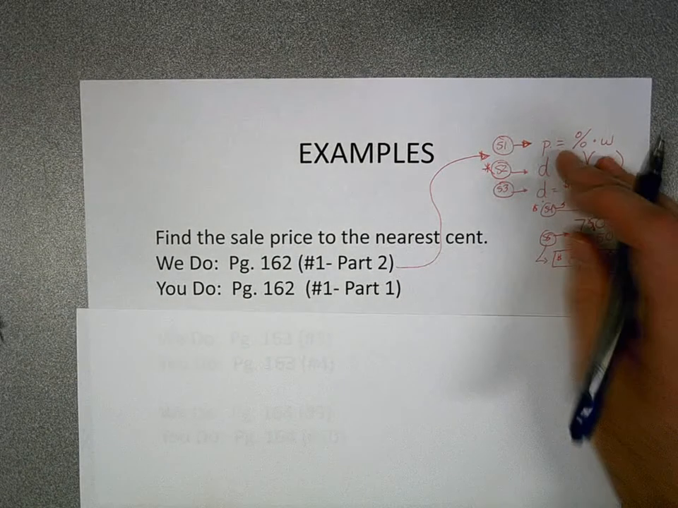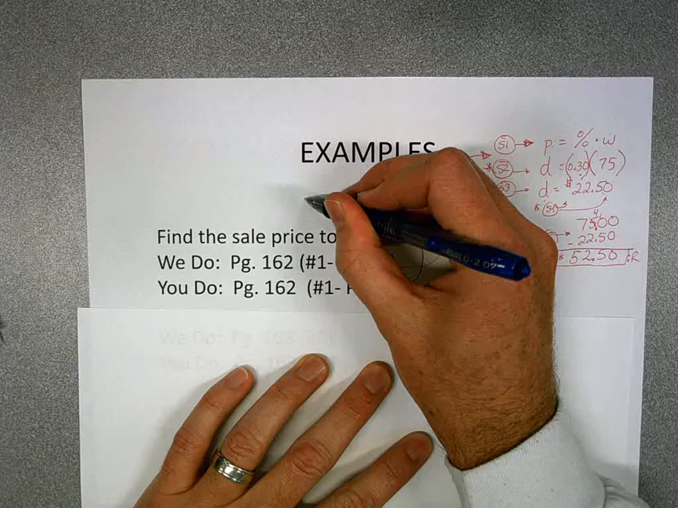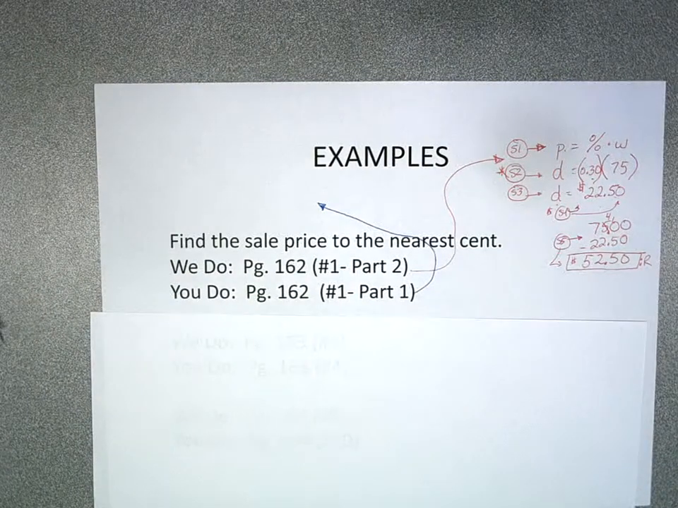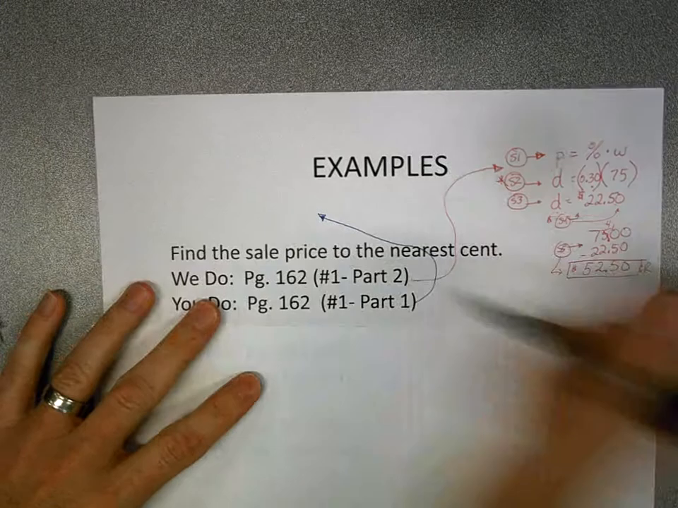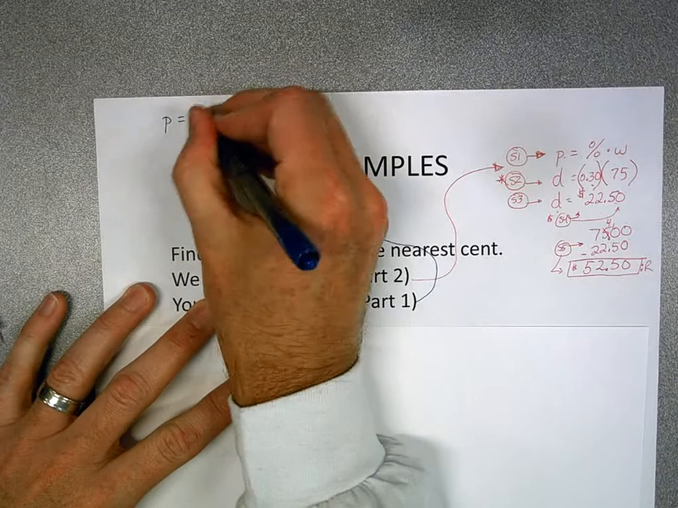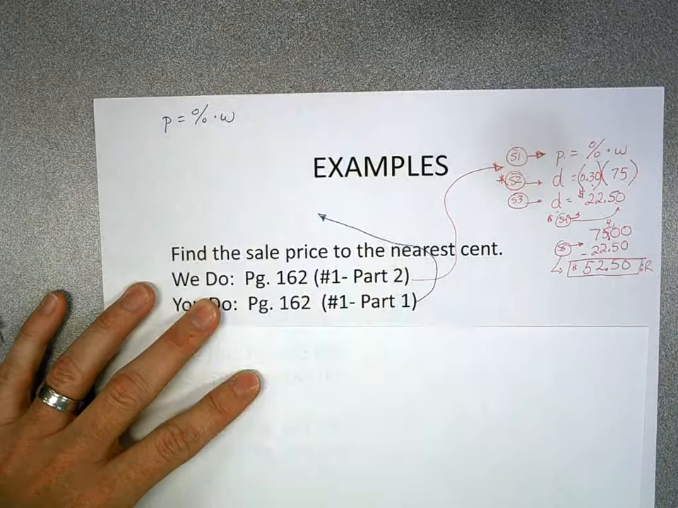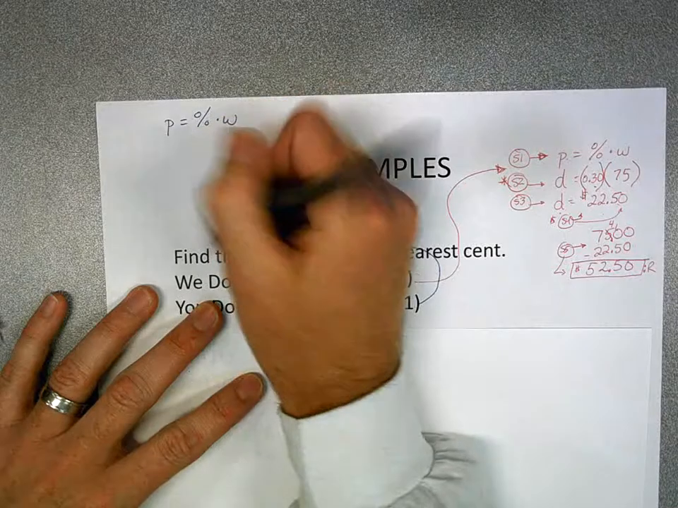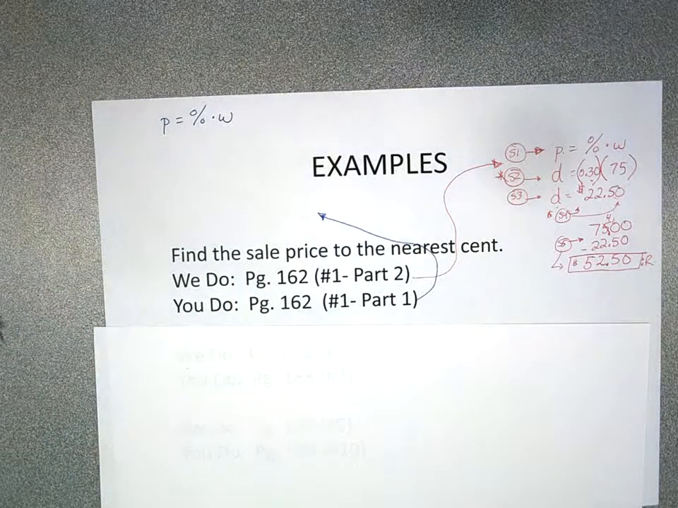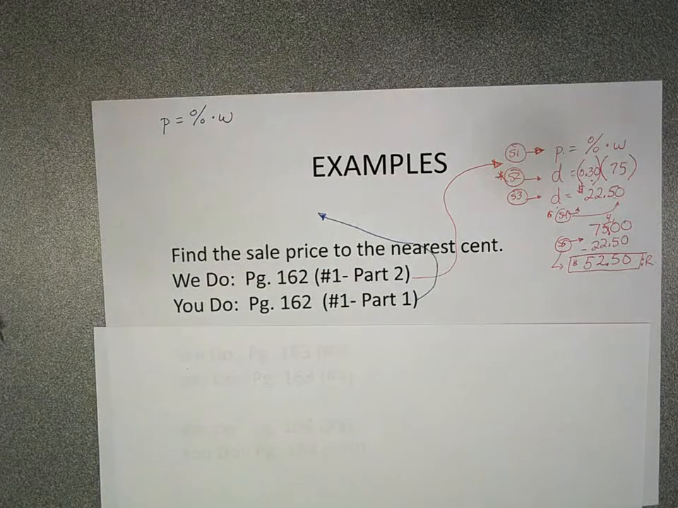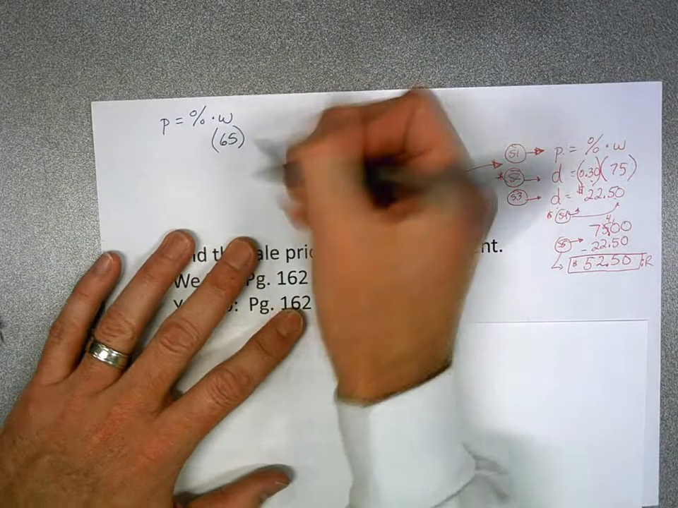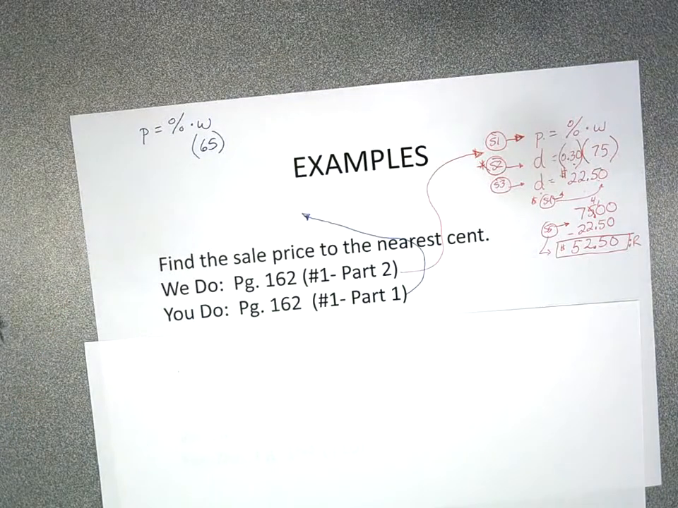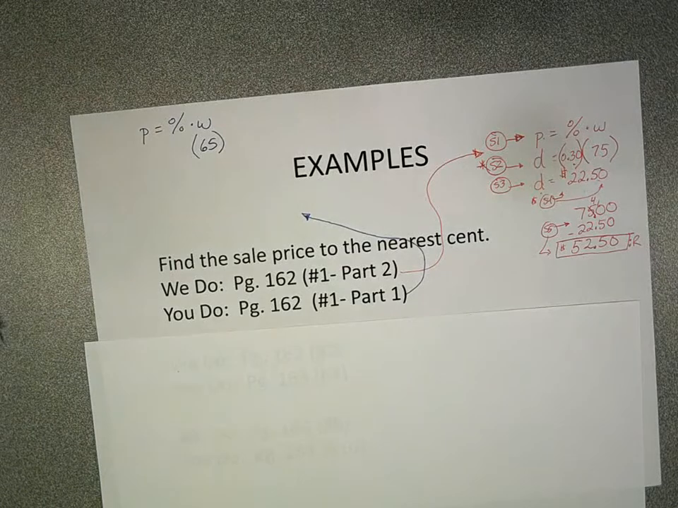All right, I'm going to move part 1 up over here. So, talking about Mary's backpack, right? We're going to go ahead and follow the same steps. Part equals percent times the whole. I'm going to do step 2, plug in the numbers. I need to be careful of what I'm plugging in. Mary's backpack originally cost $65. So the original price, meaning the whole, is $65. It was discounted at 25%. So they're giving us the discount percent.